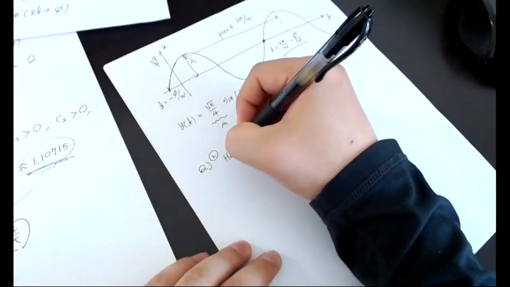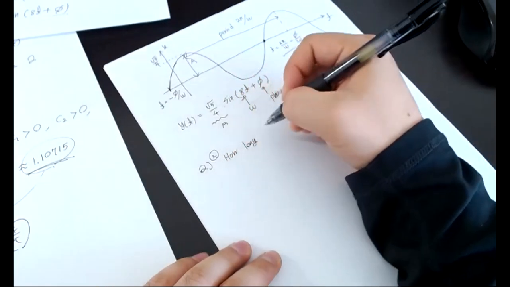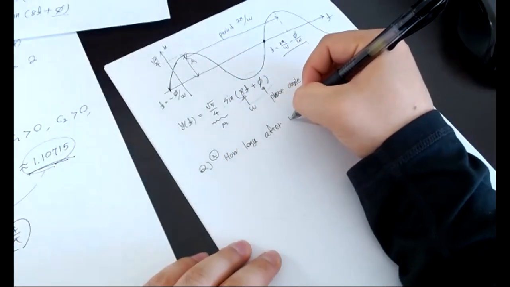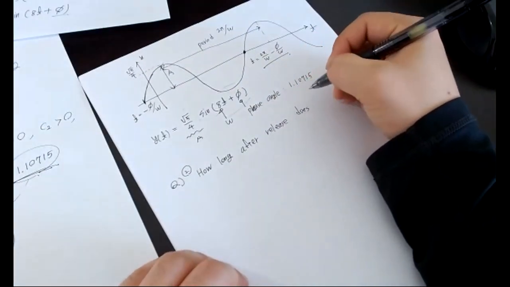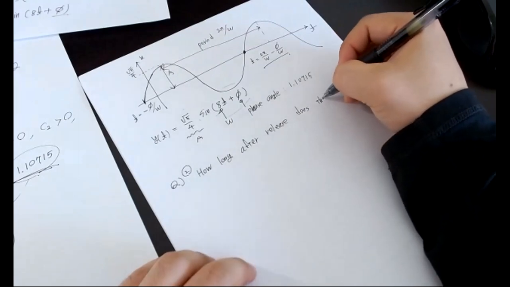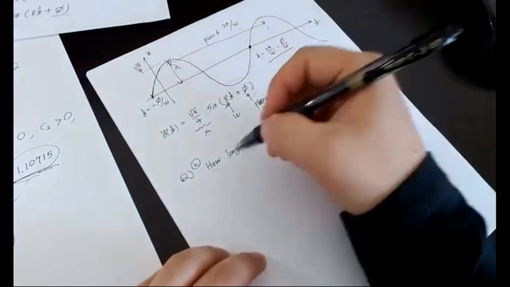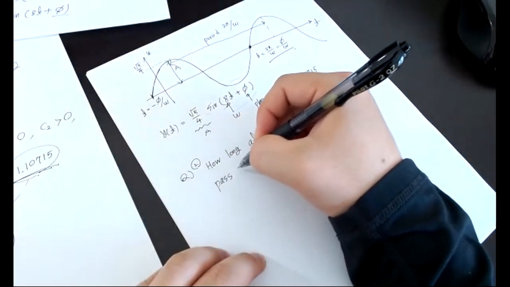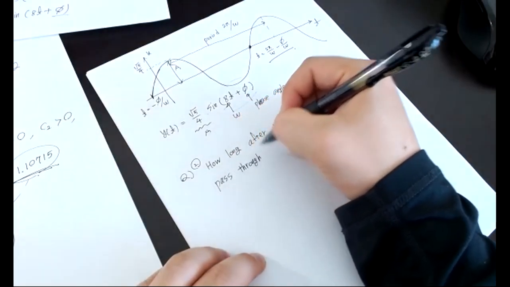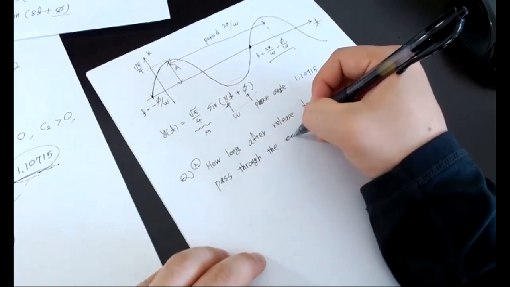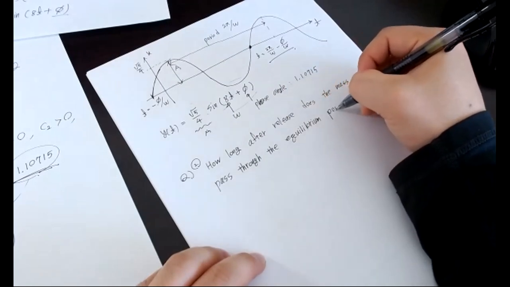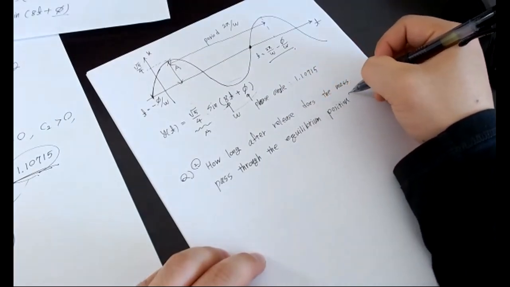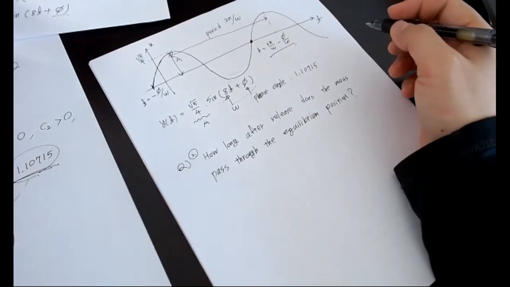Question 2. So how long after release does the mass pass through the equilibrium position? Okay, so then what does that mean?